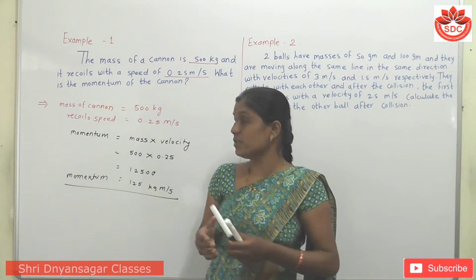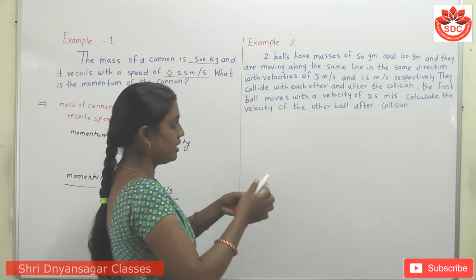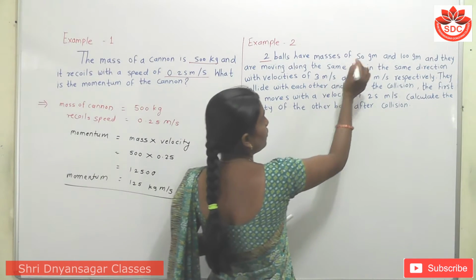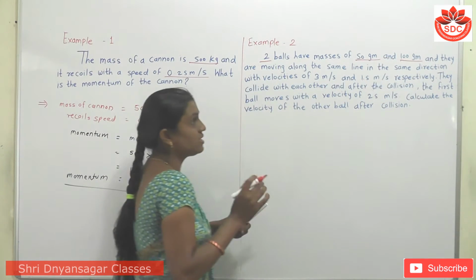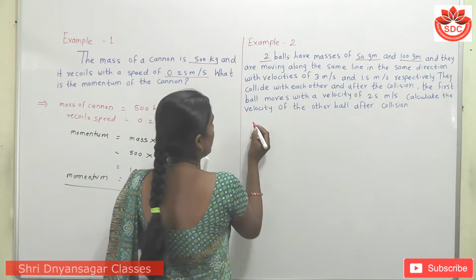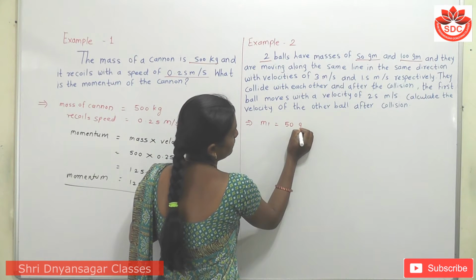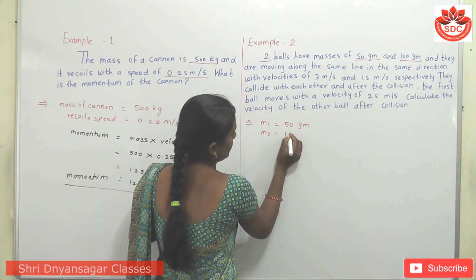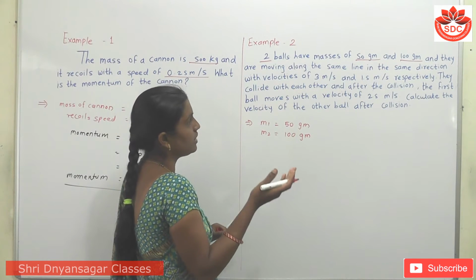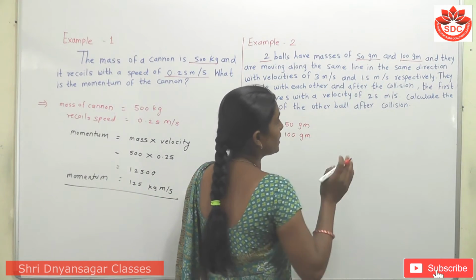Then our next question is: two balls have masses of 50 gram and 100 gram. Two balls are there. So M1 is the mass of the first ball, that is 50 gram. Then M2 is the mass of the second ball, that is 100 gram. And they are moving along the same line in the same direction with velocities of 3 meters per second and 1.5 meters per second respectively.